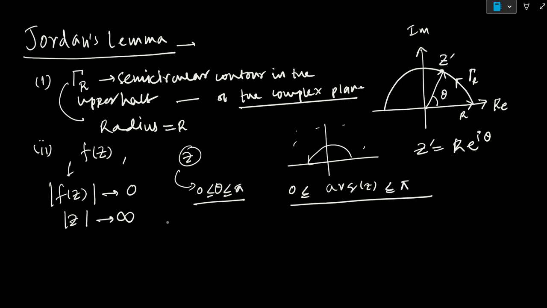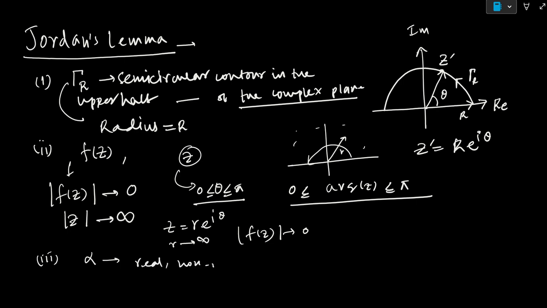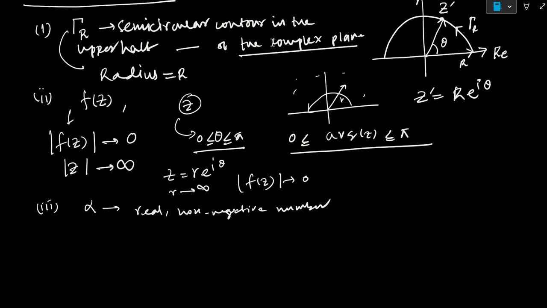If you write z equal to any value on the upper half plane, z is equal to r e to the power i theta, and if you make r tend to infinity, then the mod value of f of z will tend to 0. This is the property of this function. And third, you are taking some alpha. What is alpha? Alpha is a real, non-negative number. So these are the properties.